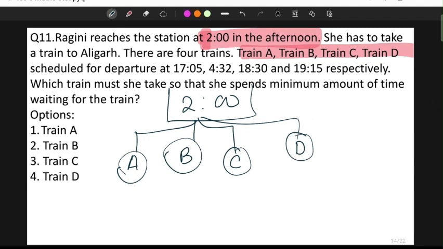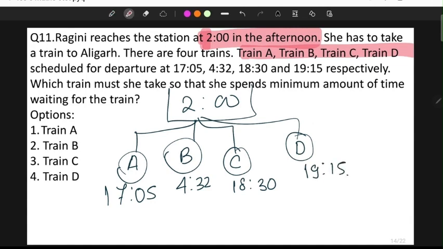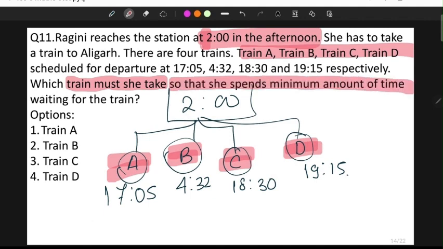Train A is going to start at 17. Train B is going to start at 4:32. Train C is going to start at 18:30 and train D is going to start at 19:15. The question they have asked is which train she should take out of these four so that she spends the minimum time waiting at the station. So after 2, what is the time that comes after 2? What does 2 indicate?